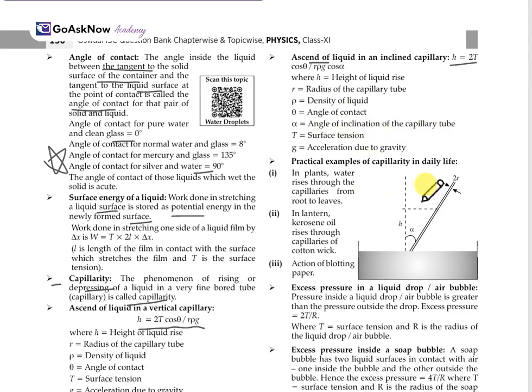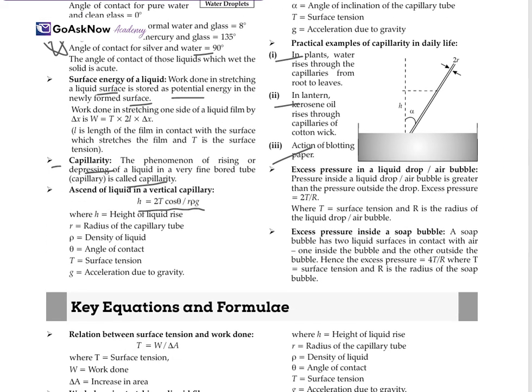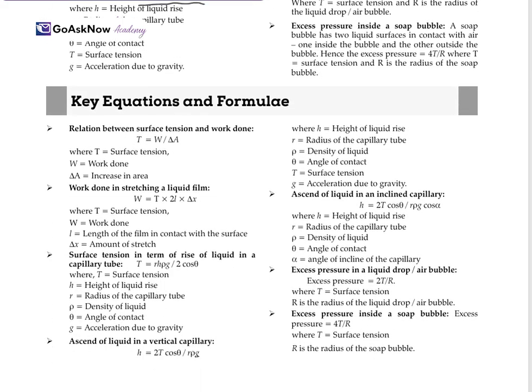Now the practical examples of capillarity in daily life. In plants, water rises through the capillaries from the roots to the leaves. In a lantern, kerosene oil rises through the capillaries of the cotton wick, as in the action of blotting paper. So these are the common examples from daily life of capillarity.